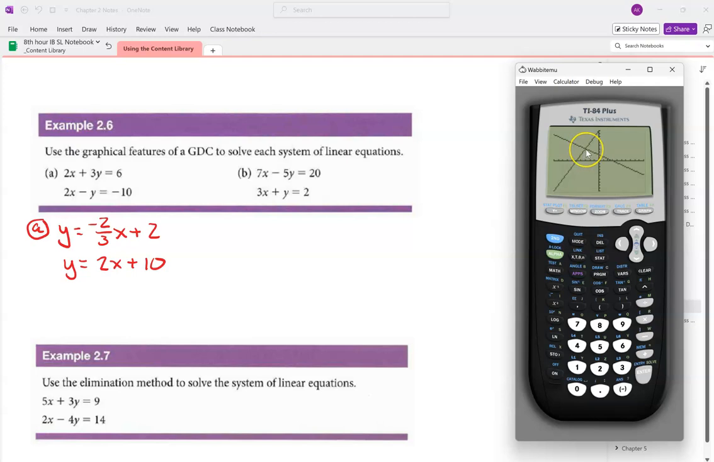Oh, there it is right there. How do I get the actual numbers? Second trace. Which command am I looking for? 5. Intersect command. I need to supply the calculator 3 things. It needs to know which 2 lines we're looking for, and then it needs a guess. How many lines have I graphed? Just 2. How many intersections do I have? Just 1. Guess what? None of the inputs matter. All I'm going to do is press enter 3 times, and it's just going to spit it out for me. I get negative 3/4.